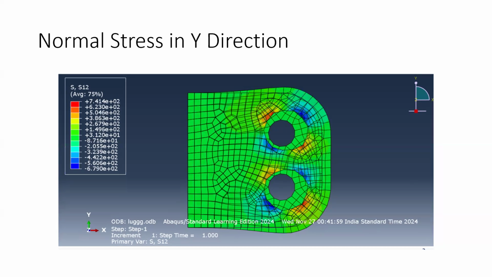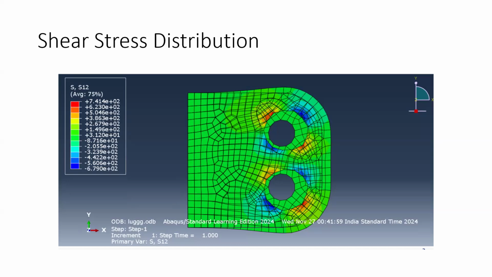Now we are going to the normal stress in y direction. Here clearly observe that in the y direction it shows the same results. Now I am going to the shear stress distribution. Here for the shear stress distribution the range is from minus 6 to plus 7.